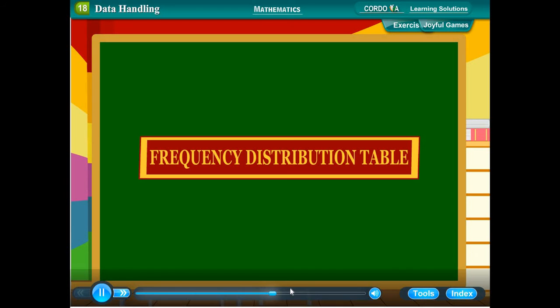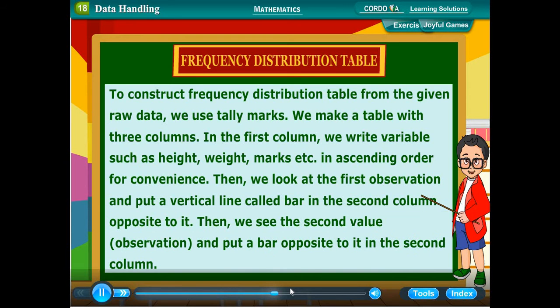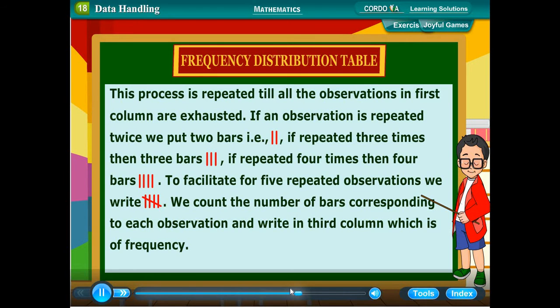Frequency distribution table. To construct frequency distribution from the given raw data, we use tally marks. We make a table with 3 columns. In the first column, we write variables such as height, weight, marks, etc. in ascending order for convenience. Then, we look at the first observation and put a vertical line called bar in the second column opposite to it. Then, we see the second observation, and put a bar opposite to it in the second column. This process is repeated till all the observations in first column are exhausted.